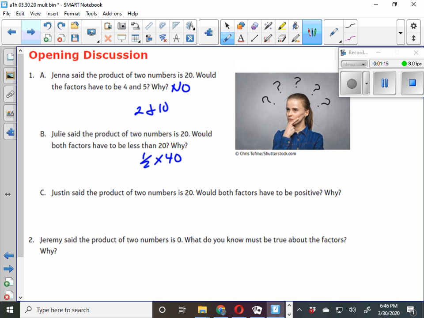Justin said the product of two numbers is 20. Would both factors have to be positive? No. Negative 4 times negative 5 equals positive 20. Jeremy said the product of two numbers is 0. What do you know must be true about the factors? If that's true, then one of the numbers has to be 0. It doesn't matter which one or both for that matter. And that's where we're headed today.